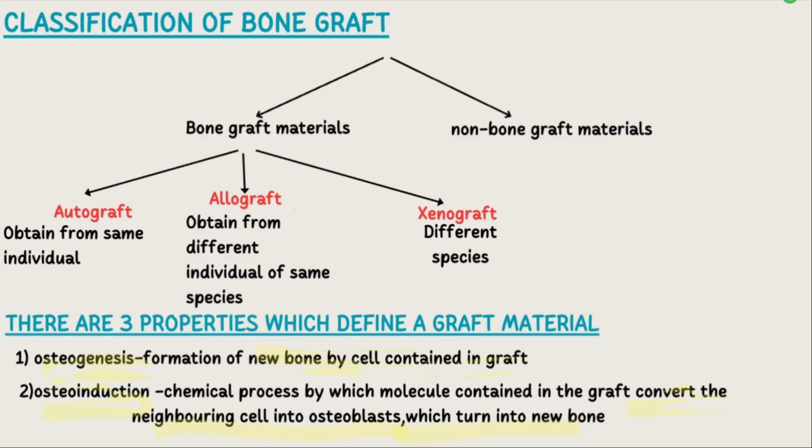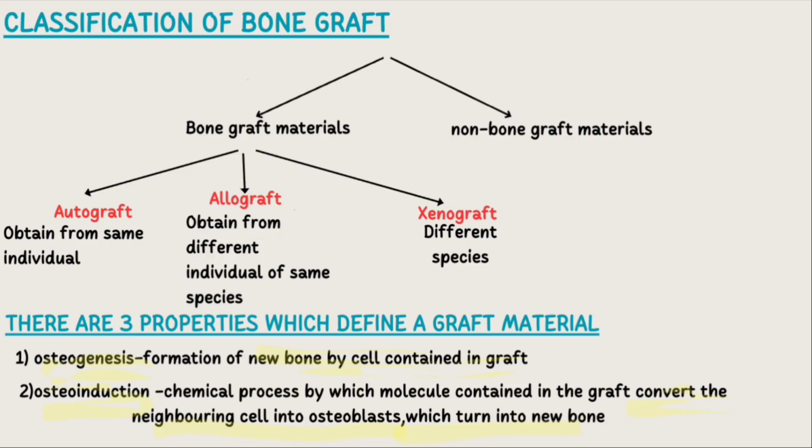There are three properties which define a graft material. Every bone graft works because of three major properties: osteogenesis, osteoinduction and osteoconduction. Osteogenesis means formation of new bone by cells contained in the graft. This means new bone is formed by the living cells present inside the graft.